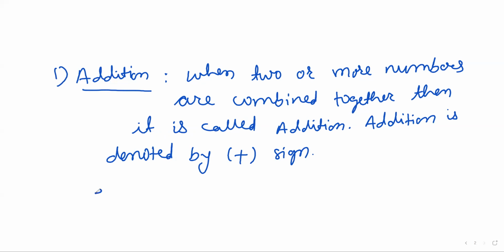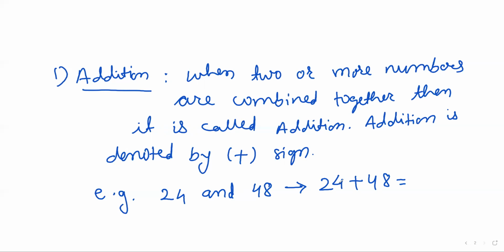For example, if 24 and 42 are two numbers, when you combine these two numbers, that is when you plus 24 with 48, you will get 72. This procedure is called addition. Now let's understand second operation, that is subtraction.